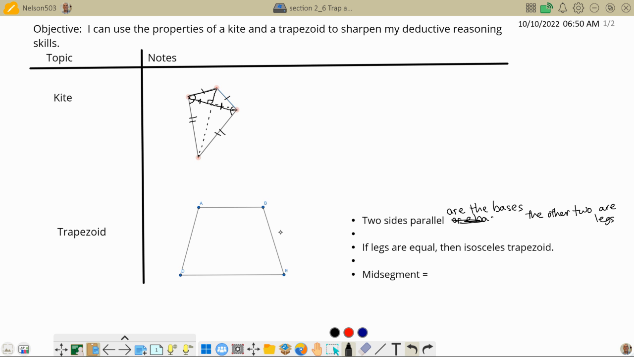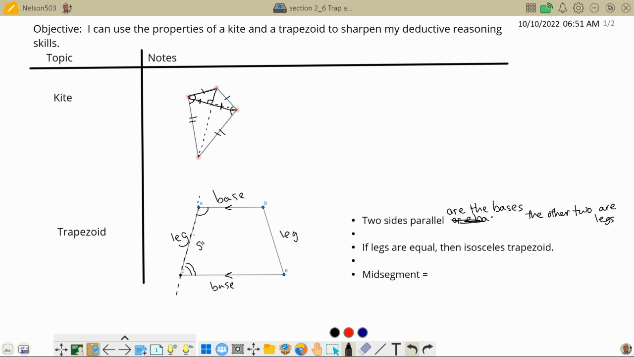Okay, so let's put leg here and leg over here, and then base here and base down here. That's important because they'll tell you which ones are the bases, and they'll expect you to know those are the parallel ones. Now, when you have parallel lines, and I don't know if you remember this from last year, if they're cut by a transversal, this angle right here and this angle down here are called same side interior angles. They are supplementary.